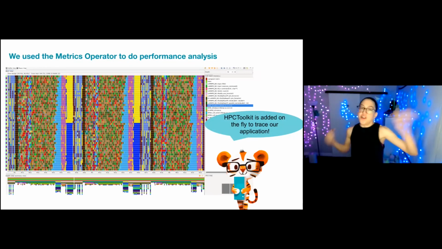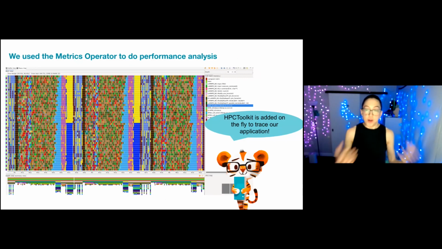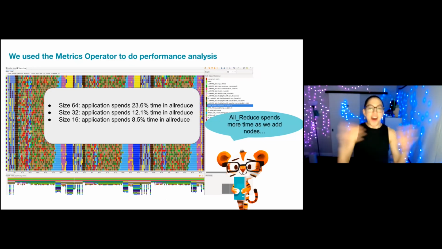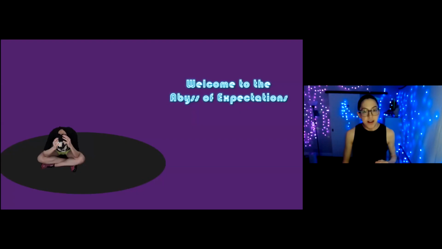Well, we brought in our metrics operator again that also can run a tool called the HPC toolkit, because we wanted to verify that the time spent in all reduced was actually going up. And I was running out of cloud credit, so I only could run this on 3 sizes. But what we saw is that as the size increased, indeed, the time in all reduced, the time spent communicating between nodes was increasing. And this, in a way, did validate what we thought. Communication is definitely the bottleneck at larger sizes.